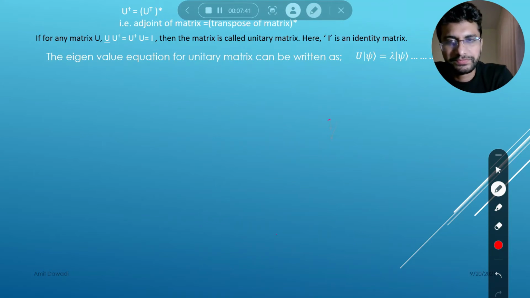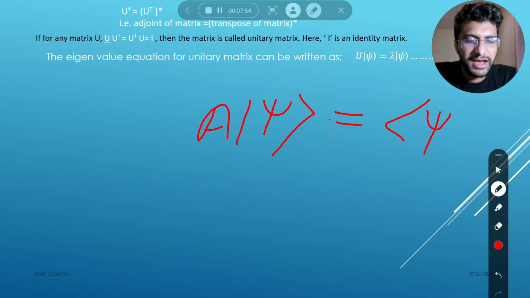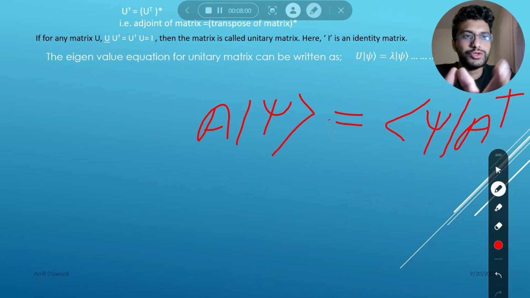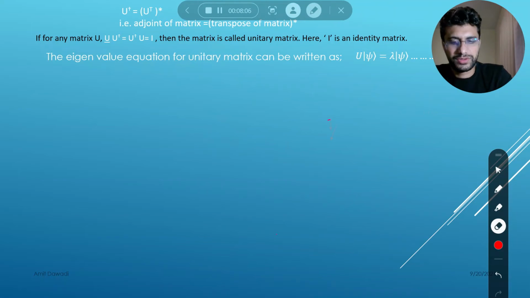Then I'm going to write its complex conjugate equation by using a property of operator formalism. If you have an operator A operating on the state psi from the left, this equals the bra psi A dagger. This concept I'm going to use to write the complex conjugate equation of equation 1. So let's look.